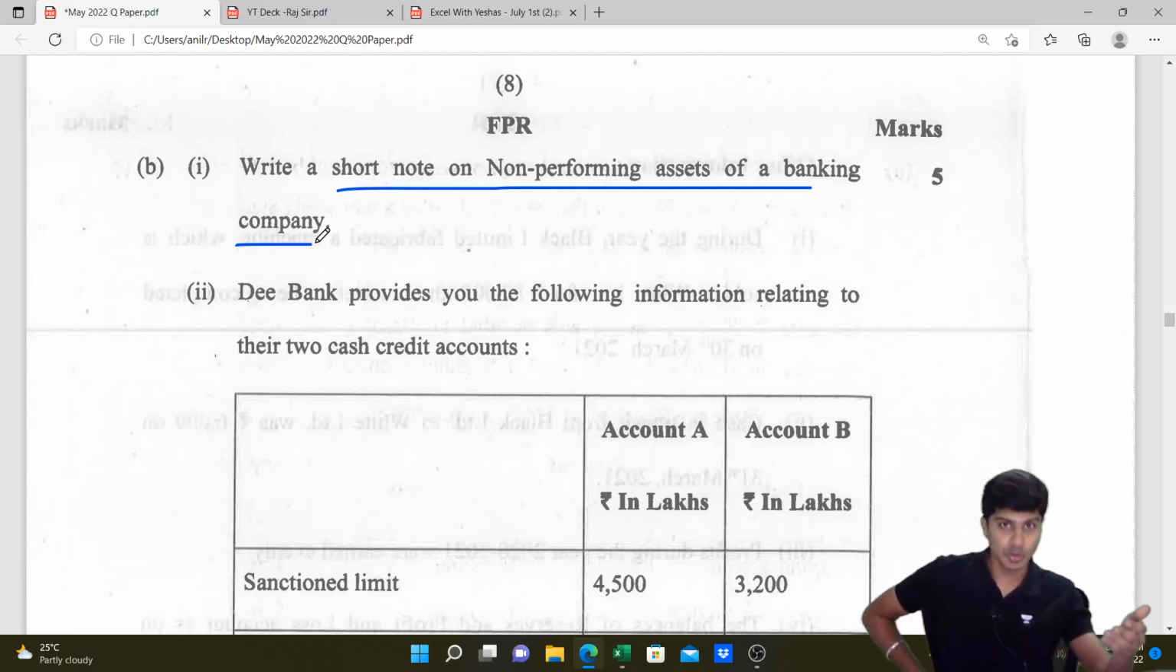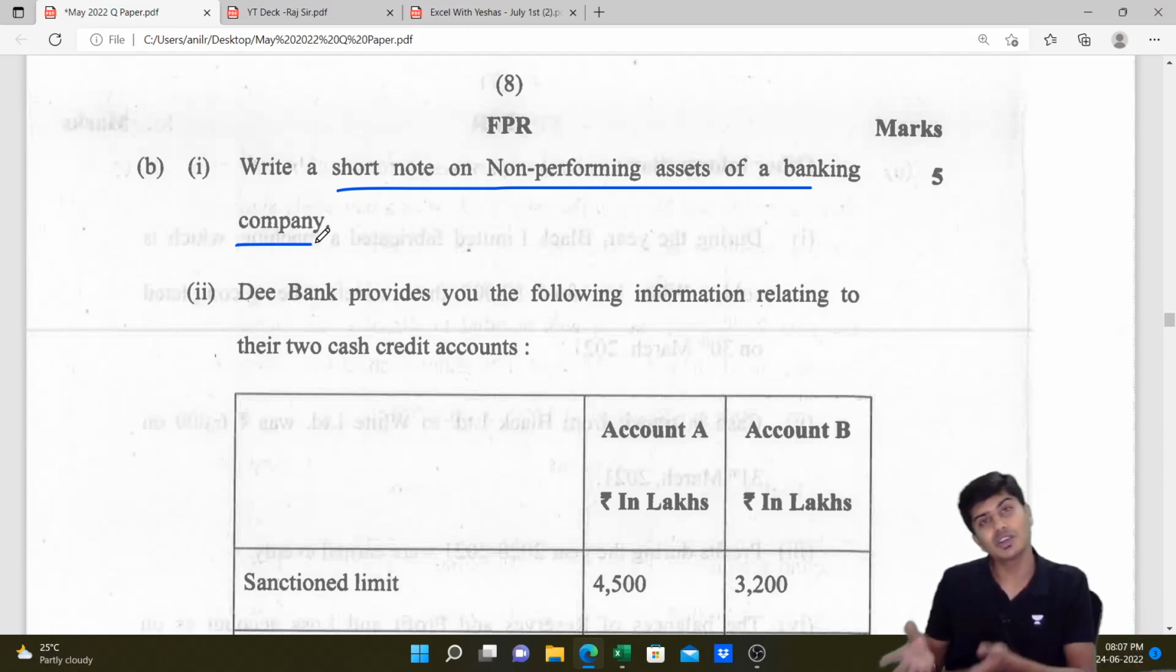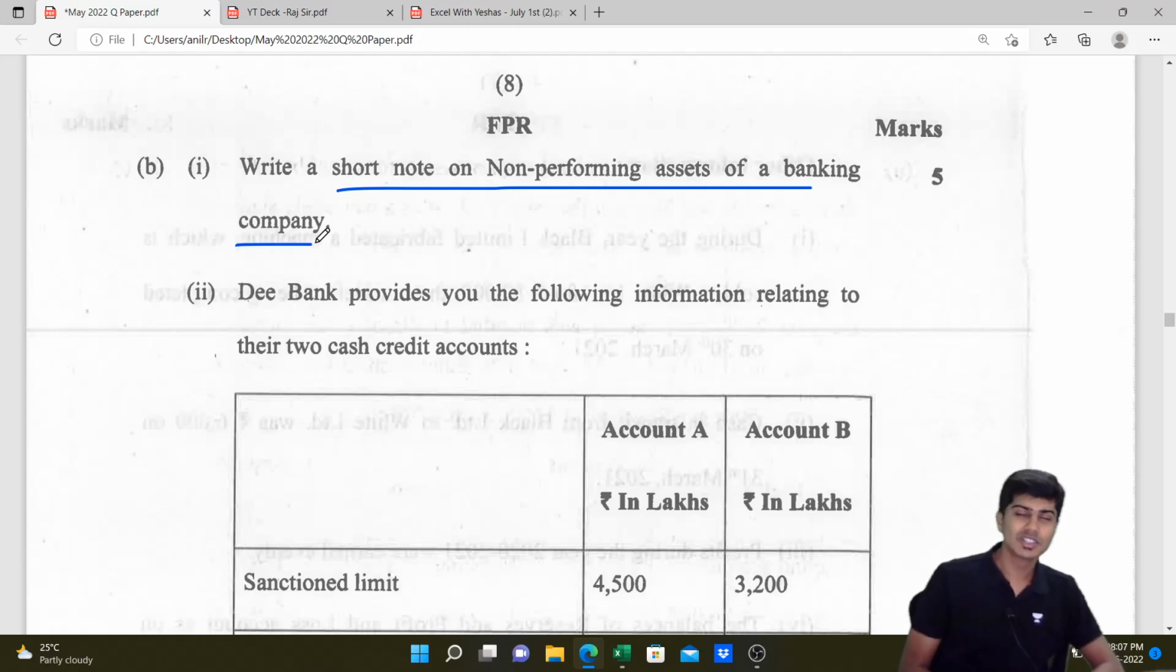If it is a long duration crop and the interest is outstanding for more than one crop season, it is considered a non-performing asset. For a short duration crop, if it is outstanding for more than two crop seasons. Do you get this? That's what we've discussed.